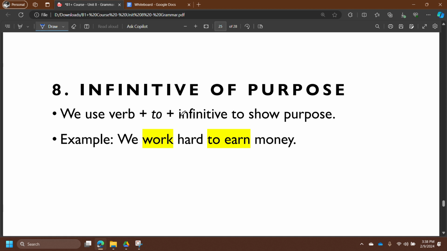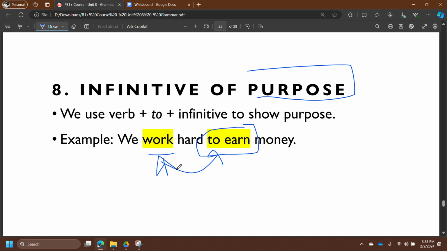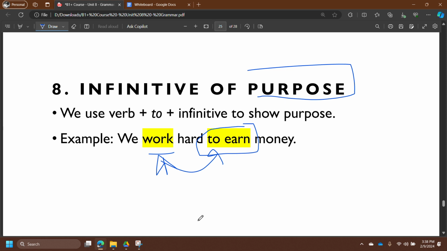Pattern 8, infinitive of purpose. So we use verb plus to plus infinitive to show purpose. Example, we work hard to earn money. Why do you work? To earn money. So what is the purpose of your work? To earn money. We use to plus infinitive after a verb to talk about the purpose or the reason we do something.